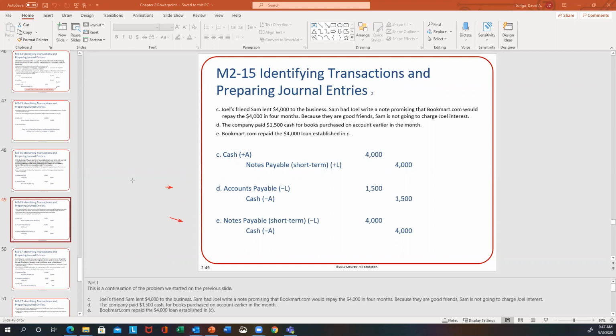Notice they're not really getting into the interest just yet. Eventually, we'll get into how you calculate that interest payment as well.